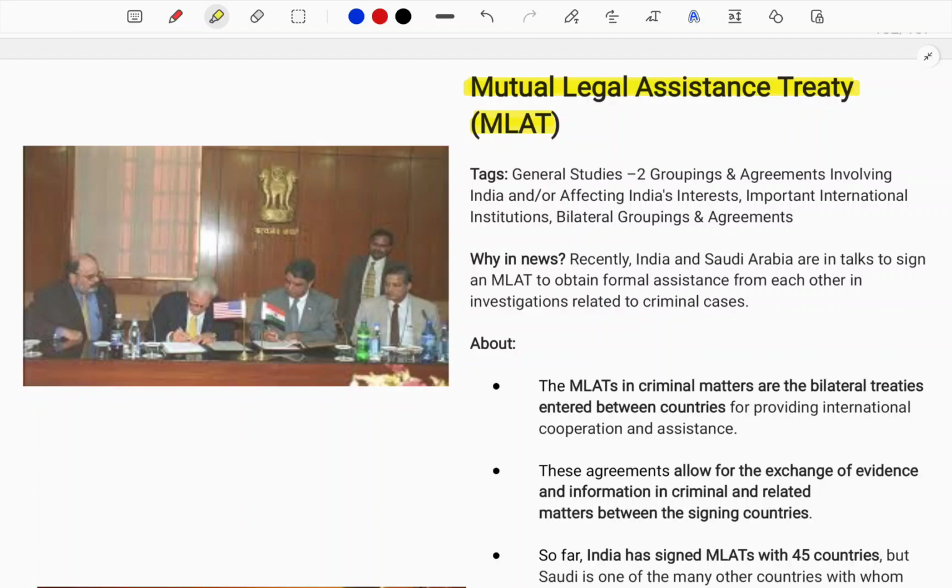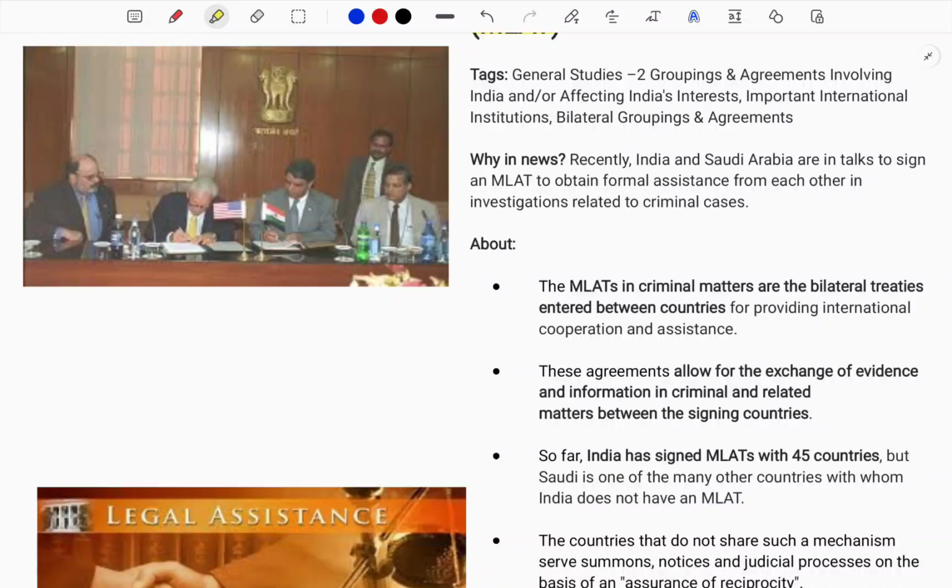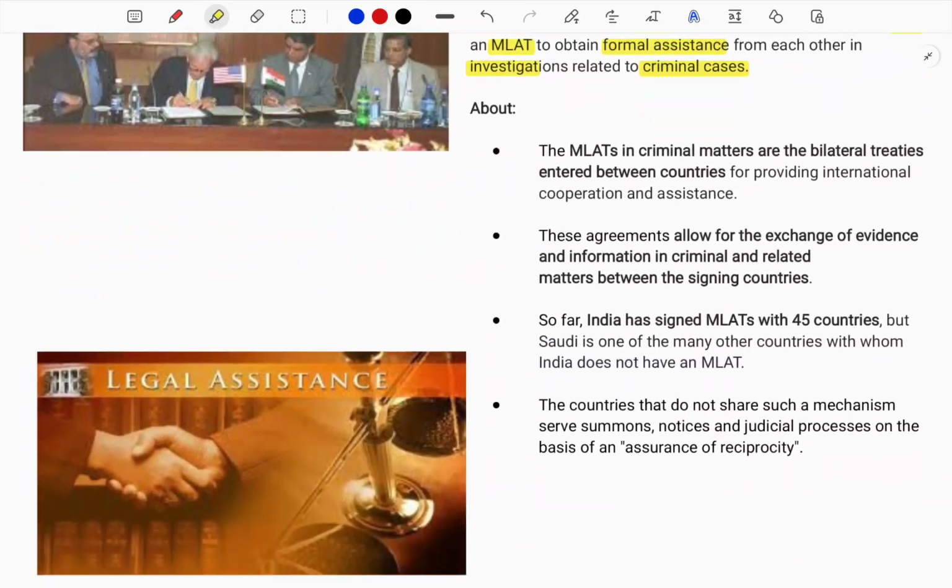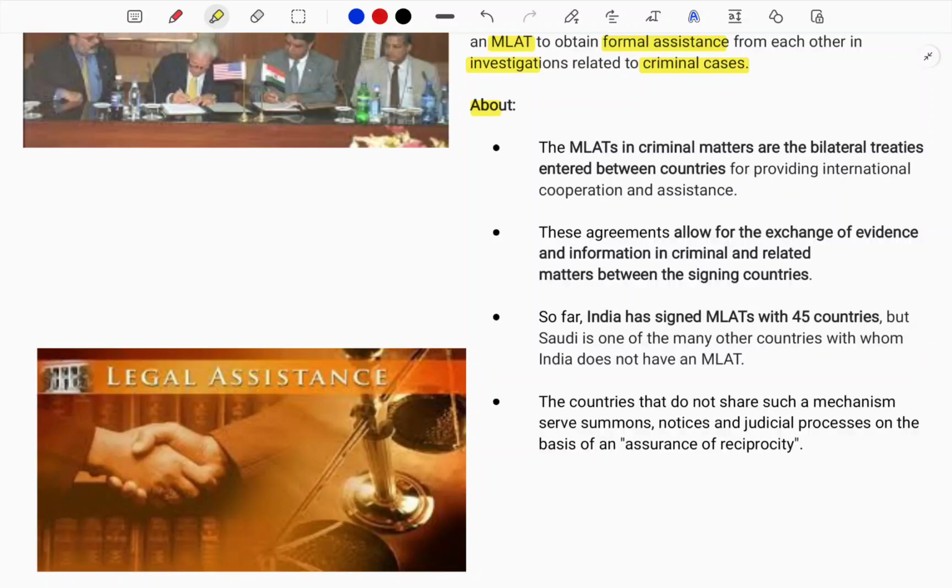It stands to be very important because it is a treaty signed between two nations. So let us understand MLAT, why it is in the news, and also how it is so important, and what all the important facts about it are. Recently, India and Saudi Arabia are in talks to sign the MLAT to obtain formal assistance from each other for investigations and criminal cases. Let us understand about the MLAT initially.